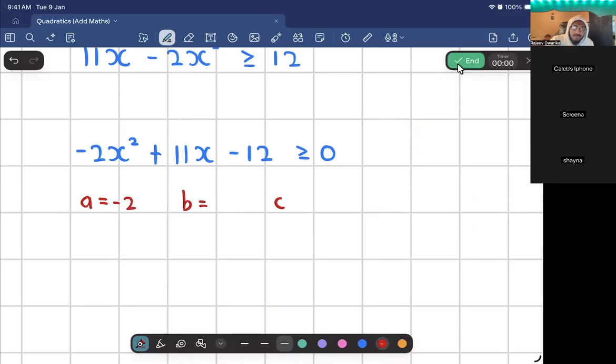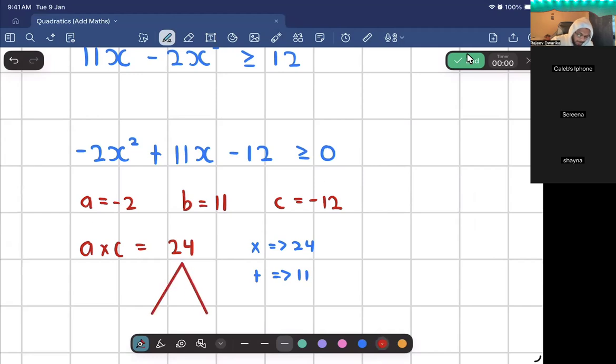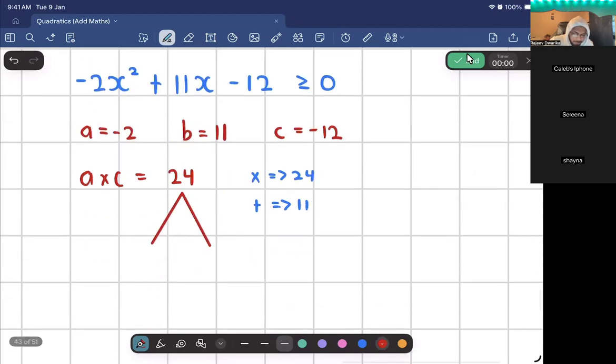What do you think B is? B is 11. And C? C is minus 12. Word. So we're going to multiply A by C. What is minus 2 by minus 12? 24. Right. So I want you to think of two numbers that would multiply to give you 24, and add to give you the middle term, which is 11. So think of two numbers that could multiply to give 24 and add to give 11.